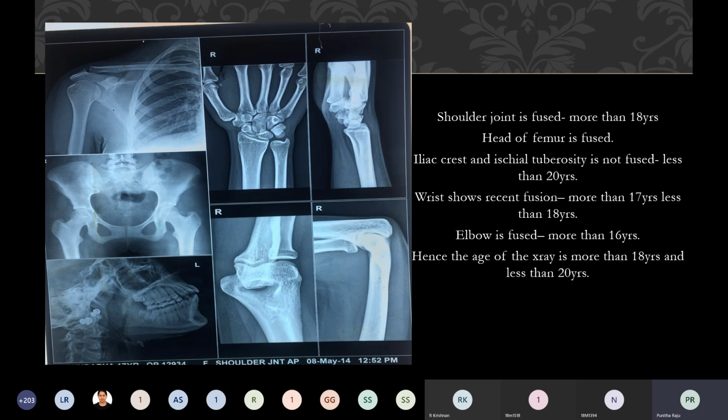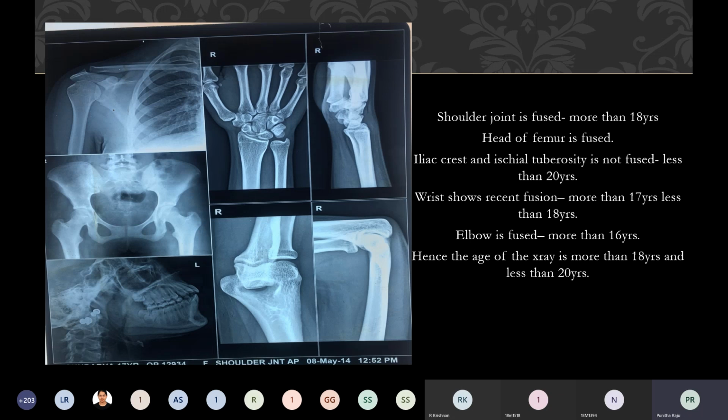So overall, the age of this person is more than 18 years. Why more than 18 years? Because the shoulder joint is fused, even the pelvic joint is fused, and you can also see the wrist joint which shows a recent fusion. And why it is less than 20 years is because the iliac crest and the ischial tuberosity are not fused. So that is the reason it is less than 20 years. And in the wrist joint, you can see that it is a recent fusion. You can see a small white line in the lower end of the radius and ulna. If it is an old fusion, you don't see this white line.